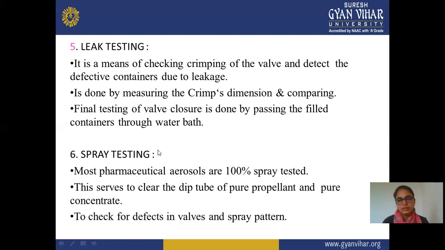The spray pattern is tested, and this is to clear the dip tube of the pure propellant and pure concentrate. The dip tube is responsible for expelling the propellant from this particular container. So in this, we are confirming whether the dip tube is properly attached or not. If there is a defect in this dip tube, it may change the propellant pattern or spray pattern of your propellant. So just confirm the dip tube with your propellant or concentrate. Next is checking for defects in the valve and the spray pattern, meaning you can also check whether there is some defect in the valve as well as in the spray pattern.